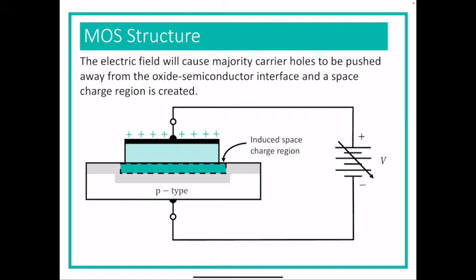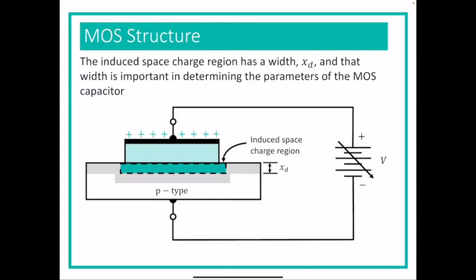As you might guess, that space charge region has a particular width, which is going to be used in figuring out the parameters of the MOS capacitor later. So that is an important parameter that we're going to have to use, which we've already done. We've already calculated distances of space charge regions into N-type or P-type material, so this is not really different. This is just a different application of it.